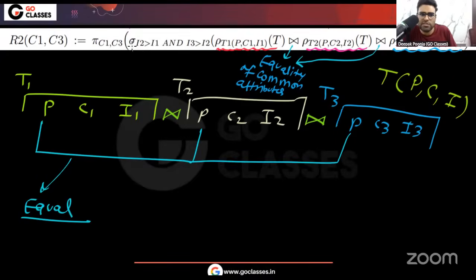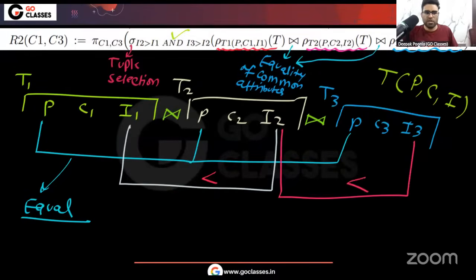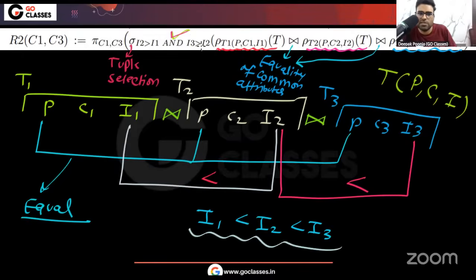What else do I want? Then you can see we have this tuple selection condition. From T1 natural join T2 natural join T3, we are doing the tuple selection. Here I want I2 to be greater than I1. Also, there is an and here, so I3 must be greater than I2. Yes or no? So basically I can say that I1 must be less than I2, which must be less than I3. This is what I want, because there is an and here.